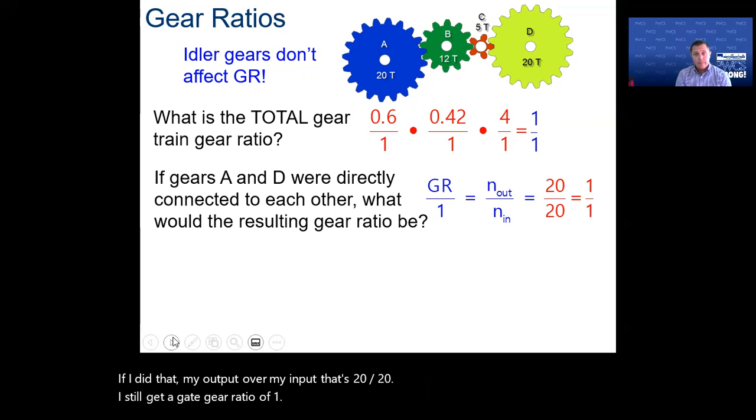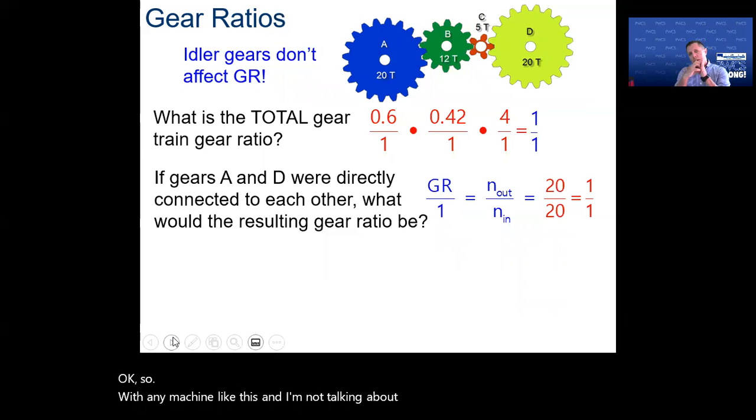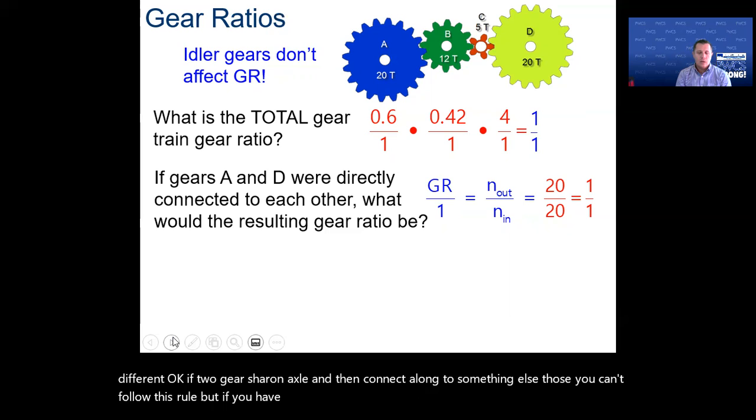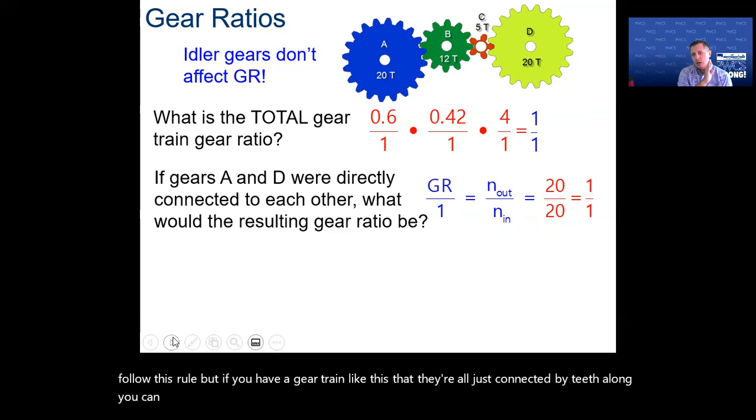Okay, so with any machine like this, and I'm not talking about 2 gears that share an axle because that's different. Okay, if 2 gears share an axle and then connect along to something else, those you can't follow this rule. But if you have a gear train like this, that they're all just connected by teeth along, you can go straight from the gear ratio of the first one to the last, and you'll get the same answer.